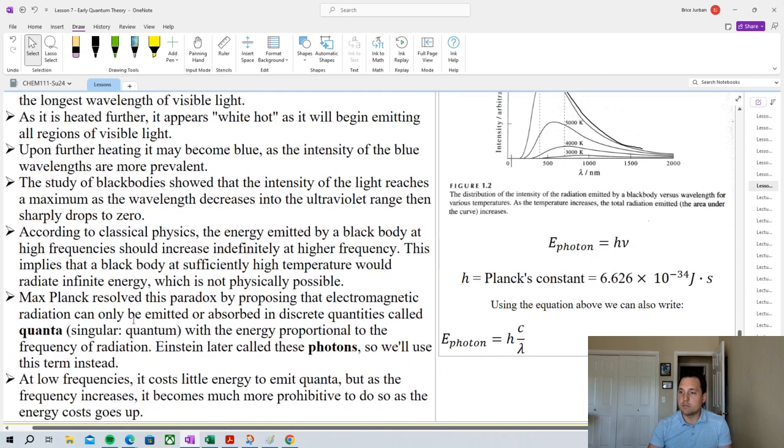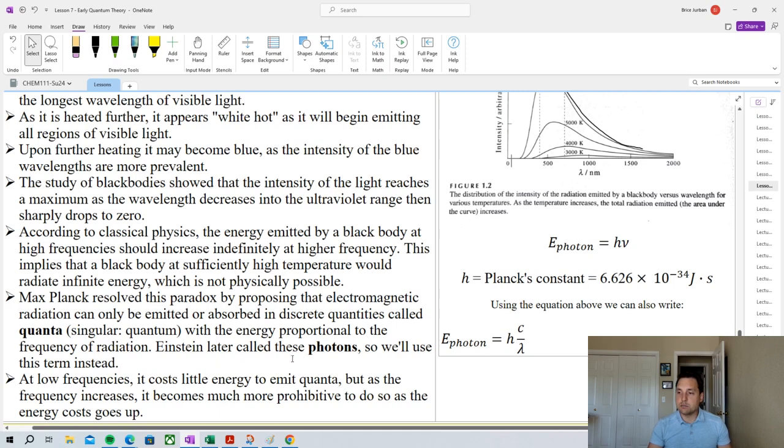That makes no sense. So Max Planck resolved this paradox by proposing that instead, electromagnetic radiation can't be emitted or absorbed continuously. It can only be emitted or absorbed in discrete quantities, which he called quanta. The singular of that is a quantum.